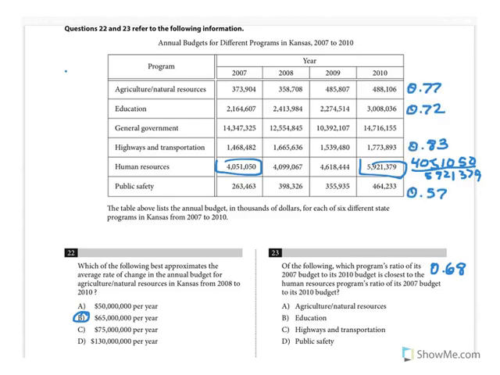All right, no need to waste video time number crunching. I've gone ahead and written the values there, and we see the one that is closest to 0.68 is education at 0.72. So the answer is B, education.